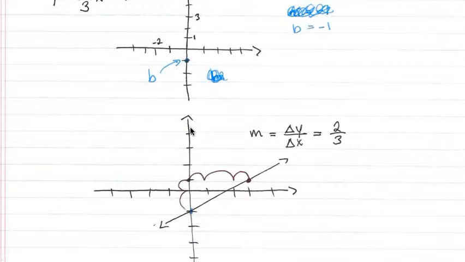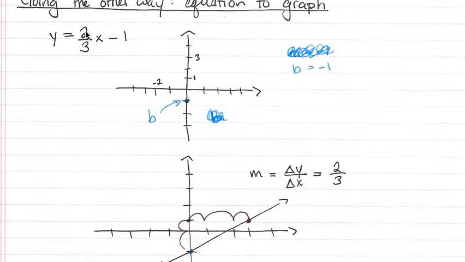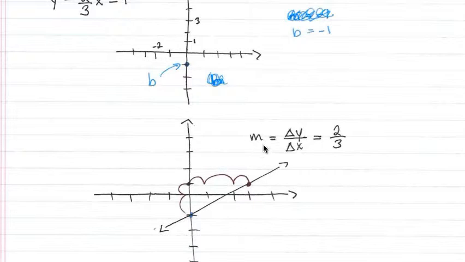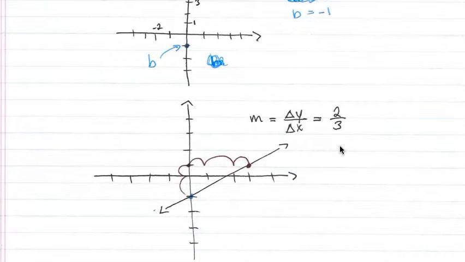Now next, we have to look at the slope. Remember, our slope is the m value. It is the number next to the x here. It's 2/3 in our case. So I put m equals delta y over delta x, which equals 2/3. What I'm basically saying from this is that the change in y is 2 when the change in x is 3. So, what do we make of that?